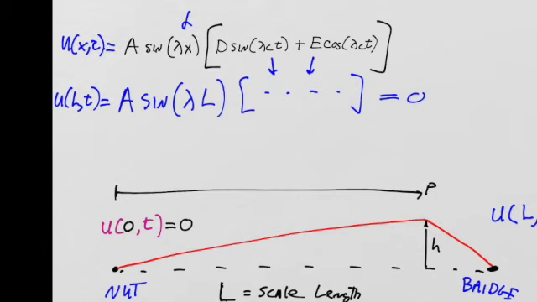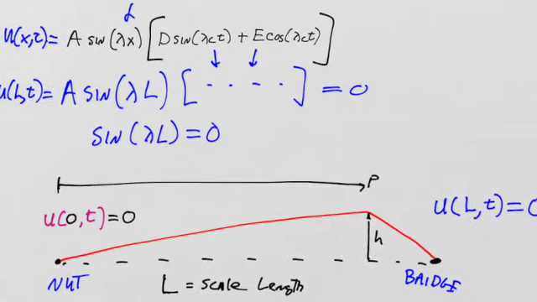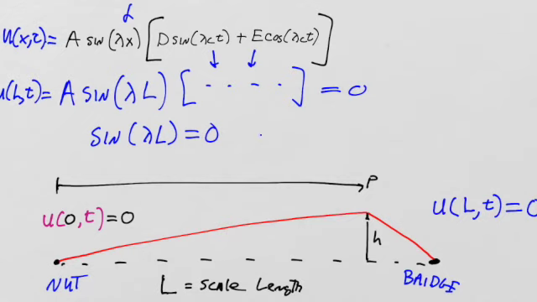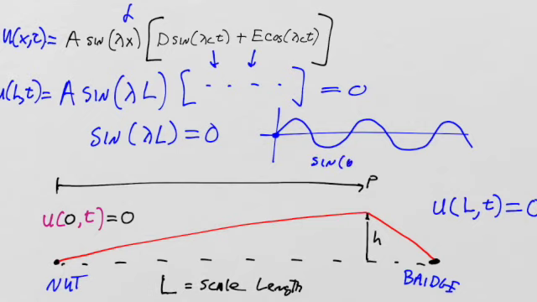So what we're looking for is the condition that sine of lambda L equals 0. And we know when the sine function equals 0 because we've studied trigonometry. In trigonometry, we study the sine function. It kind of looks like this. And we know that this is the sine of theta, right? It's 0 when theta equals 0. It's 0 when theta equals pi, when it equals 2 pi and 3 pi and 4 pi and 5 pi.